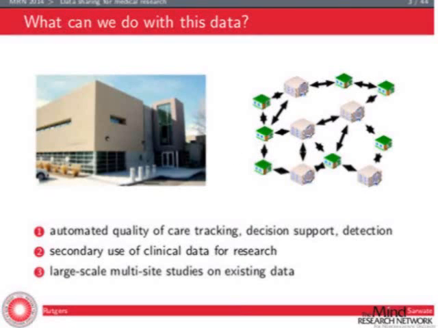So the question is really, what can we do with this kind of data? In the context of healthcare, there are a couple of different points. One is just within an institution itself, you could have better automated quality of care tracking, outcomes tracking, comparative effectiveness within a single institution. So a lot of this falls under the notion of decision support. So for a physician, providing them tools to help support differential diagnosis and other things.